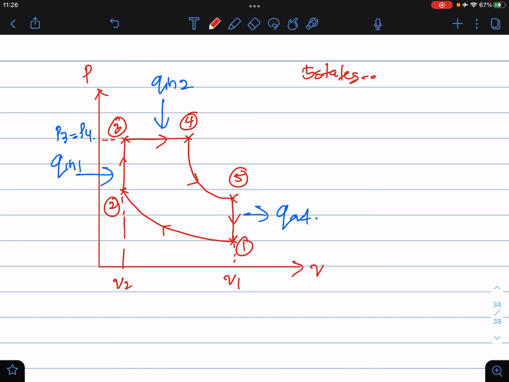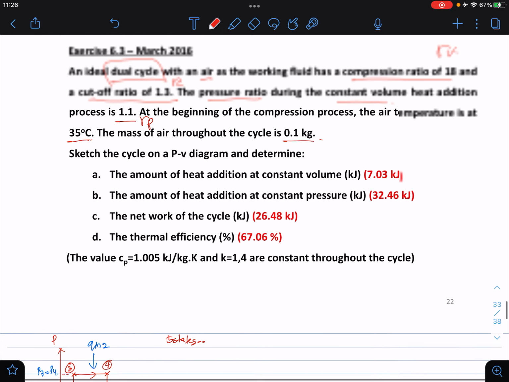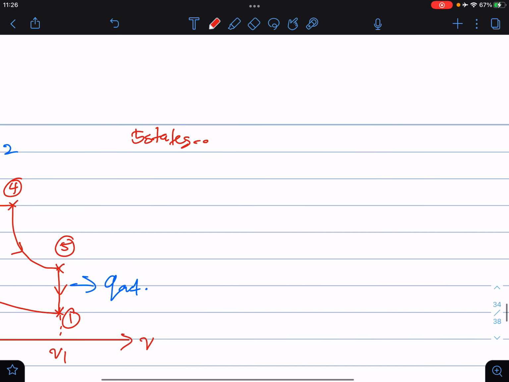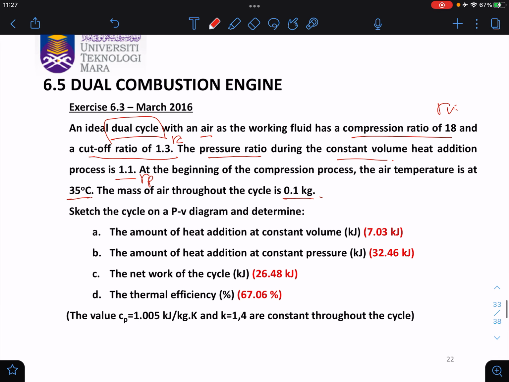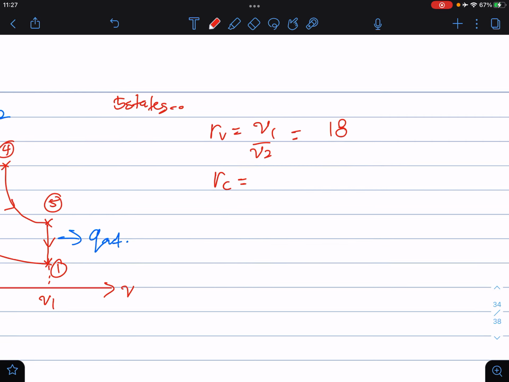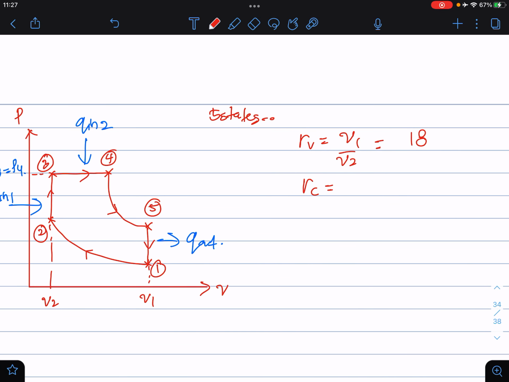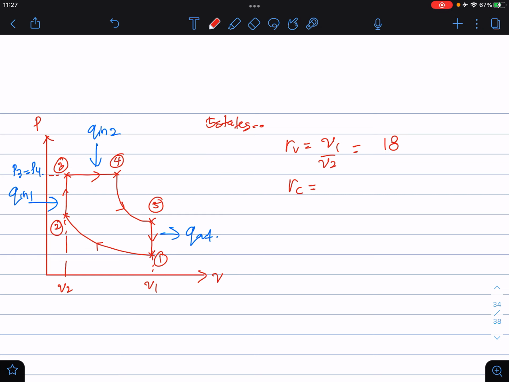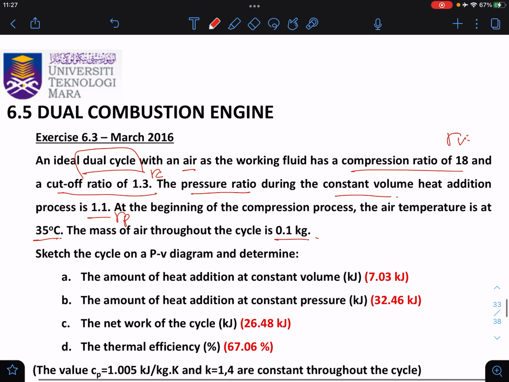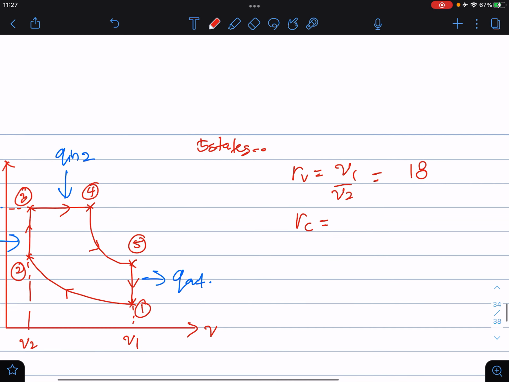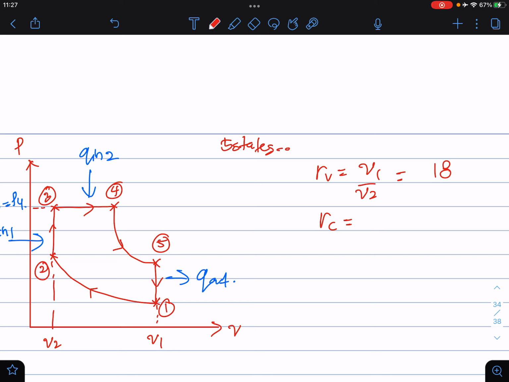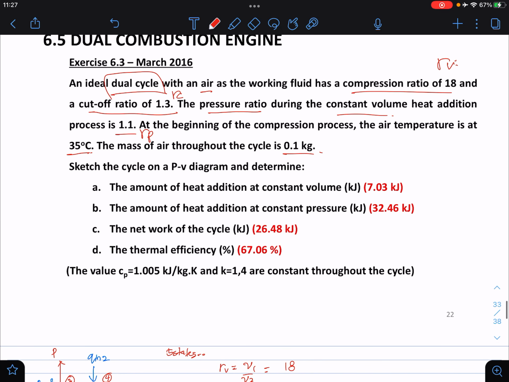So now list out all of the information from the question. Given in the question, the compression ratio of 18, RV equals V1 over V2 equals 18, and then RC, the cutoff ratio, equals 1.3. Remember, the cutoff ratio for the dual cycle is a little bit different from the diesel cycle. The cutoff ratio must occur during the constant pressure process. So this is during the second heat addition, which is during the constant pressure process, V4 over V3, equal to 1.3.